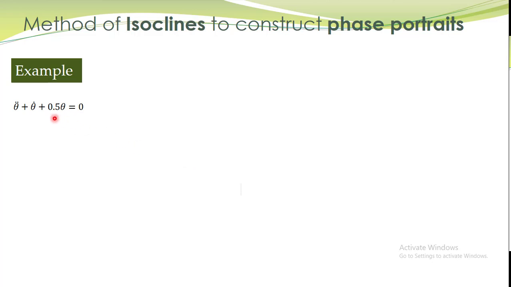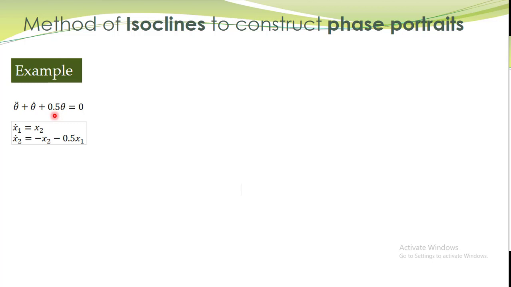Let's take one more example to further elaborate this method of isoclines to construct phase portraits. We have this system given by these differential equations. First step is to write these equations in state space form, and you already know the procedure. By taking theta equal to x1 and theta dot equal to x2, you have this state space representation of this differential equation. What is the next step?